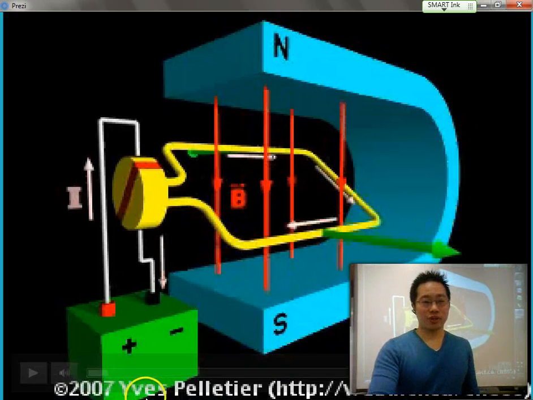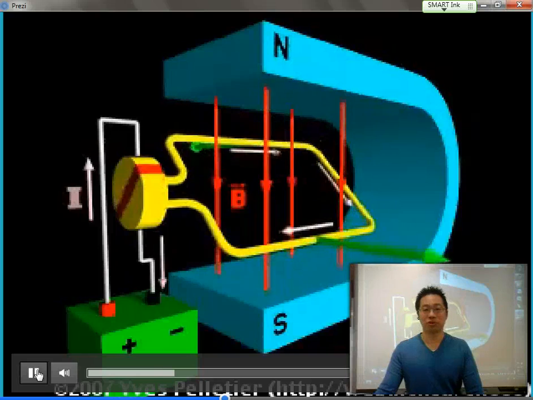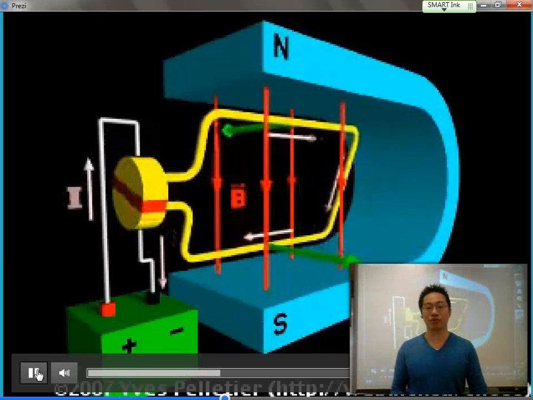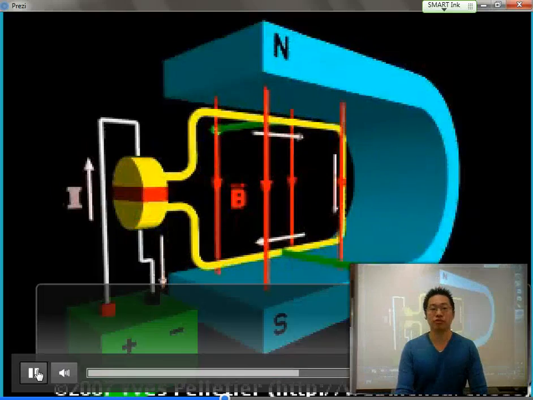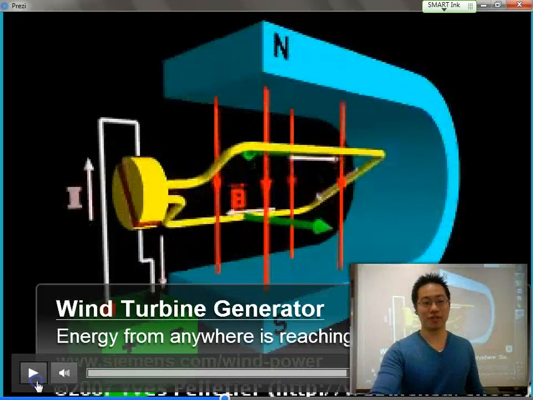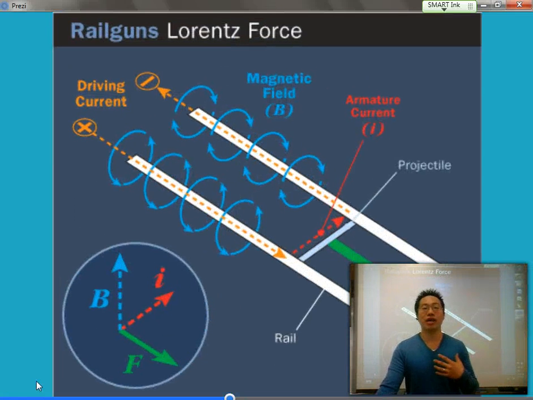Now over here, we are looking at another model of the electrical motor. And as you guys can see, using the hand rule, the force is always going to be perpendicular to the magnetic field and the direction of the current itself. This is used in another way.